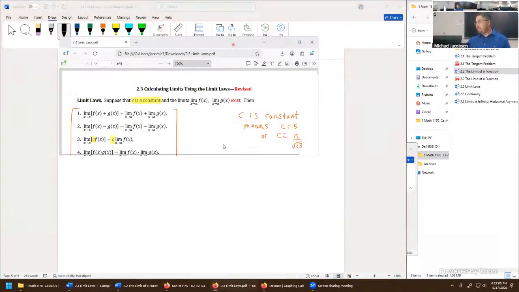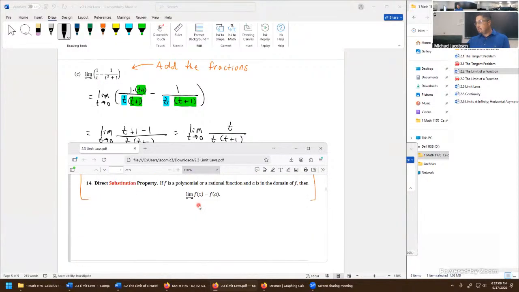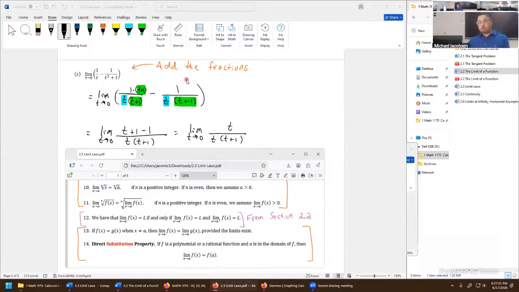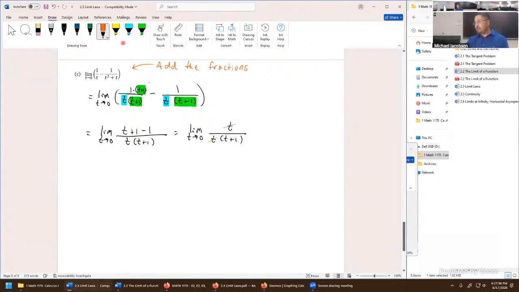So we started off with two rational functions. We could not use the direct substitution property on those rational functions because that 0 is not in the domain of 1 over t, neither 1 over t squared plus t. So we can't use direct substitution at all. But notice what happens if we just push forward on the algebra. We get to this one, it's still one rational function. Tragically, that 0 is not in the domain of that function, but we can reduce it. Just cancel off the greatest common factor, numerator to denominator.